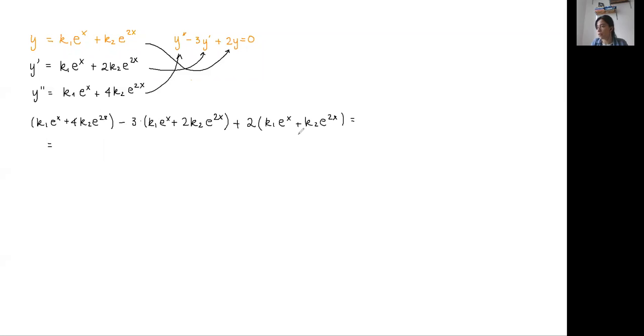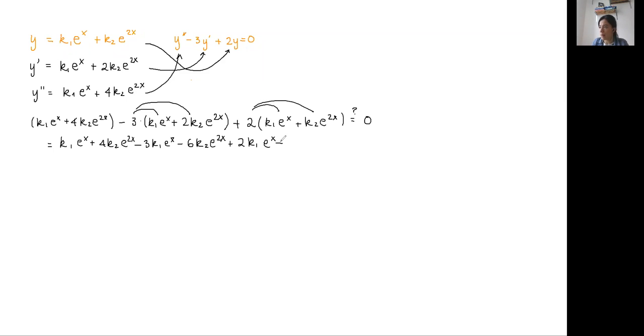So now what I'm going to do is get rid of all the brackets and see if this ends up being equal to 0. I'm hoping that everything is going to cancel out such that it equals the right-hand side. If I take out the first brackets, nothing changes because there's no constant in front. So k1 e to the x plus 4k2 exponential of 2x minus 3 times k1. Here I'm going to have to distribute to both the first and the second term. So minus 3 k1 e to the x minus 3 times 2, which is minus 6 k2 e to the 2x. And here, same thing, I'm going to have to distribute to both terms. So I'll have plus 2 k1 e to the x plus 2 k2 e to the 2x.